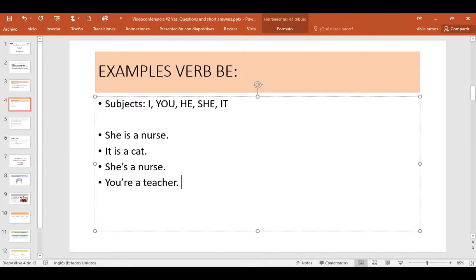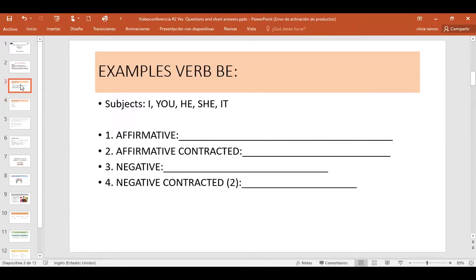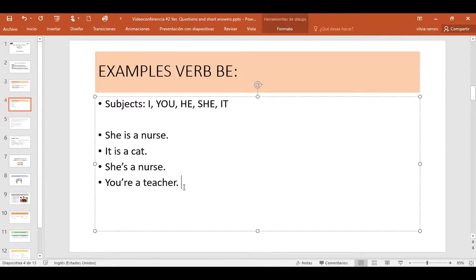Tell me there, Ivan Ernesto, an example of negative. I am not an engineer. Okay. Very good. Excellent. Jessica, negative. She is not a truck driver. Repeat, driver. Truck driver. Okay, very good.